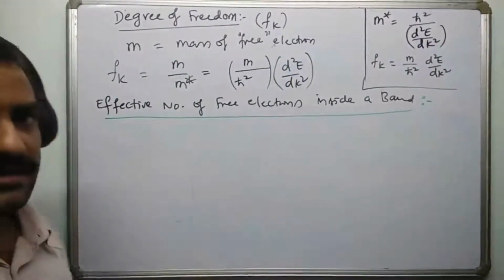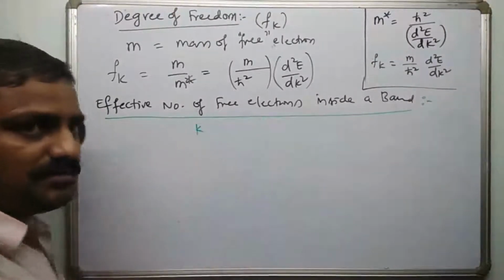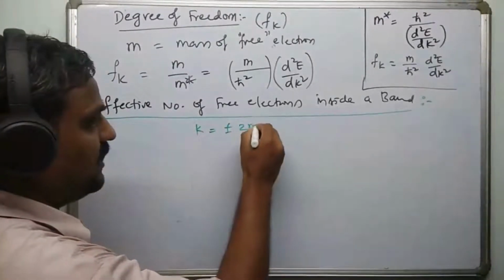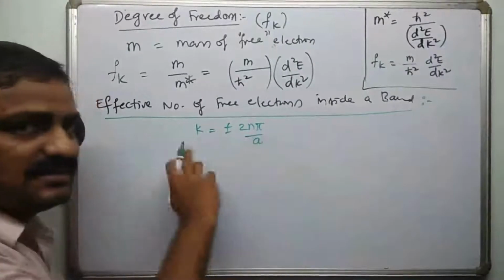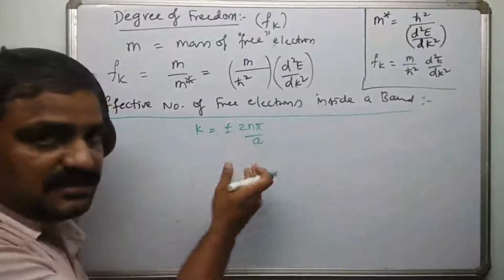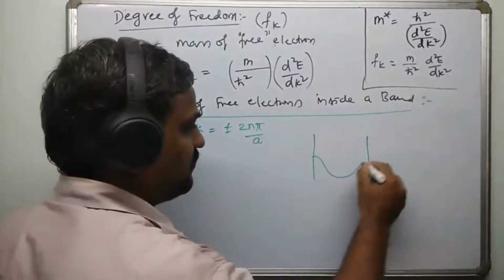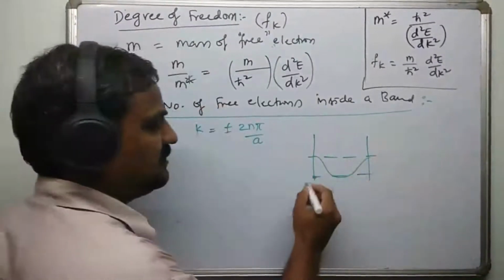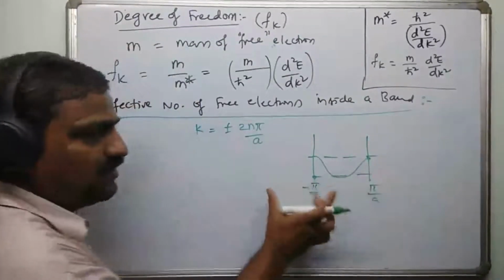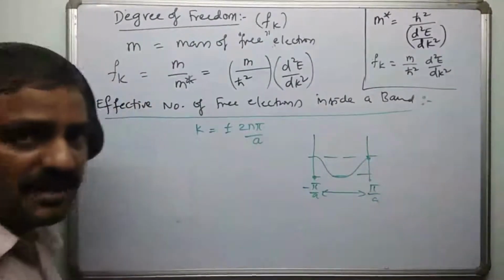In order to derive this, I have to recall certain parameters. See, the value of k in the Kronig-Penney model, you can clearly convince yourself that it is equivalent to plus or minus 2n pi by a, where a is the separation between the neighboring atoms. You may recapitulate this, because in the beginning of the video itself I told that if you recall this graph, there are gaps at every pi by a, and if I want to consider a band, the width of the band is going to be just this width. So it is going to be just 2n pi by a.